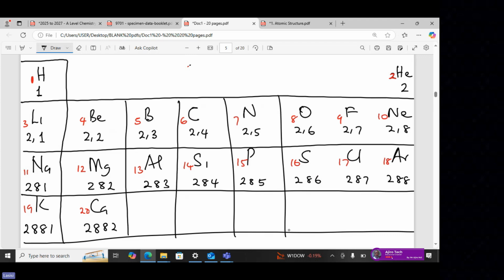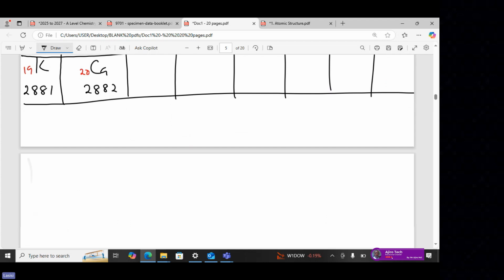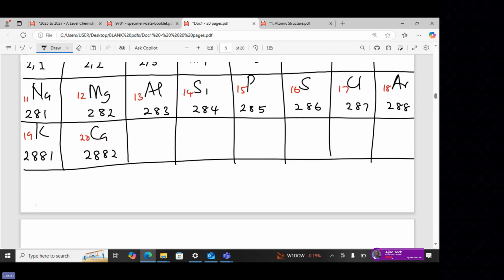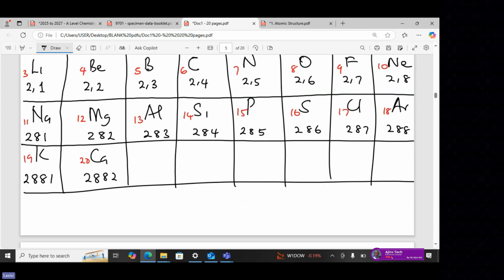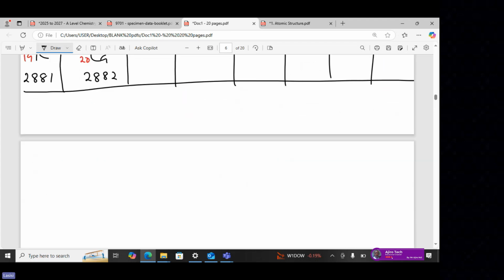Good. So with this understanding, now let's go. We know that elements within the same group have the same number of outer shell electrons, but elements within the same period have the same number of electron shells. Is that okay? Good.